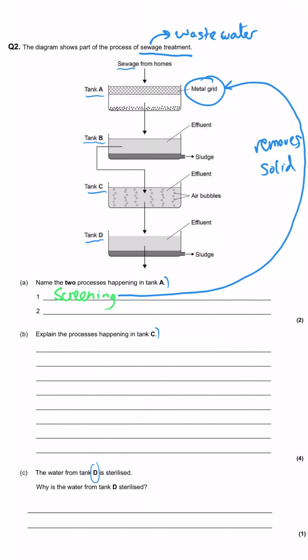And then the second thing that's happening, and you can see that on the diagram as well, is these dots at the bottom of the tank. That is sedimentation. That's where they let the water stand for a while, and things like grit will sink to the bottom of the tank and therefore be removed from the water itself.